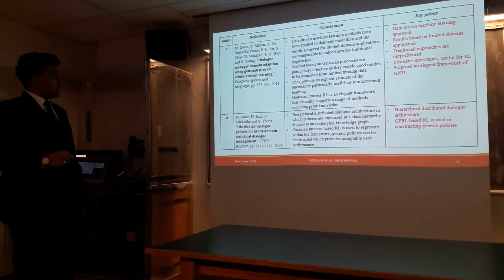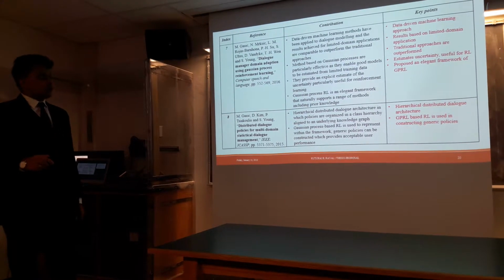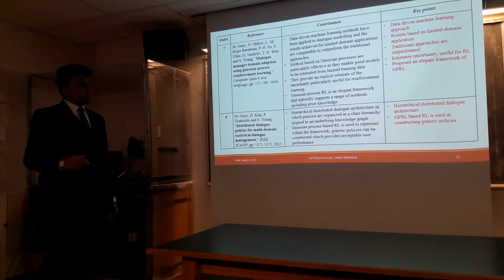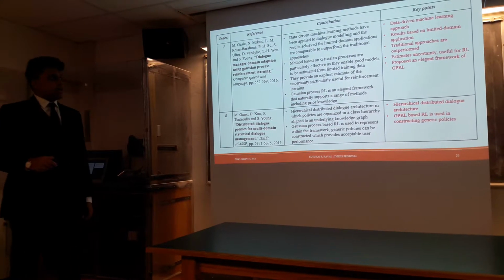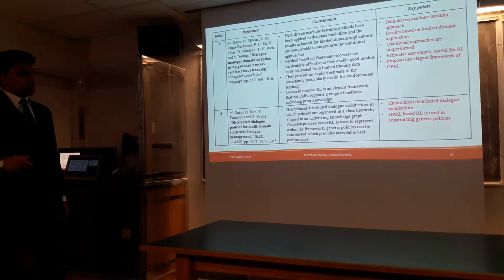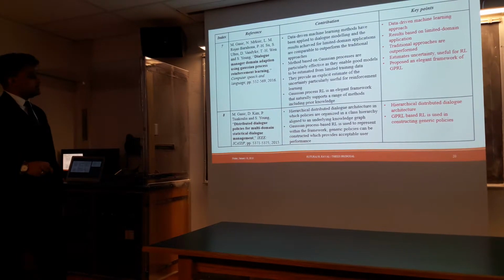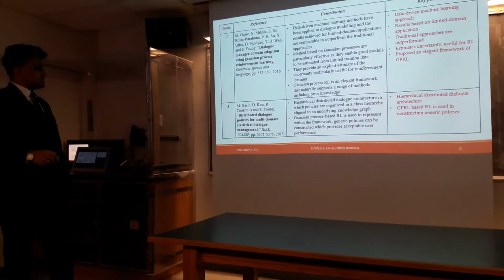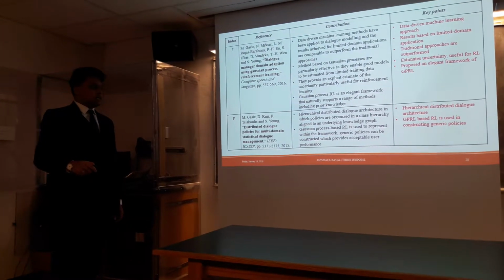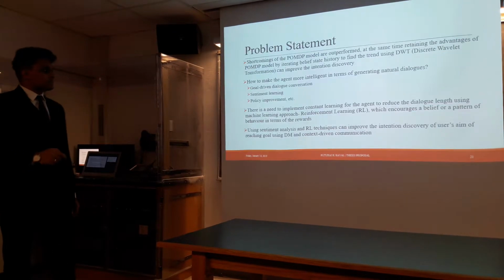Seventh paper is dialogue manager domain adaptation using Gaussian process reinforcement learning. So they were focusing on a data-driven machine learning approach, with results based on limited domain application. Traditional approaches are outperformed, and they estimated uncertainty, which is very useful for reinforcement learning. And they proposed an elegant framework for Gaussian process reinforcement learning. And the last paper is distributed dialogue policies for multi-domain statistical dialogue management. So they have focused on a hierarchical distributed dialogue architecture. GPRL-based reinforcement learning is used in constructing generic policies.